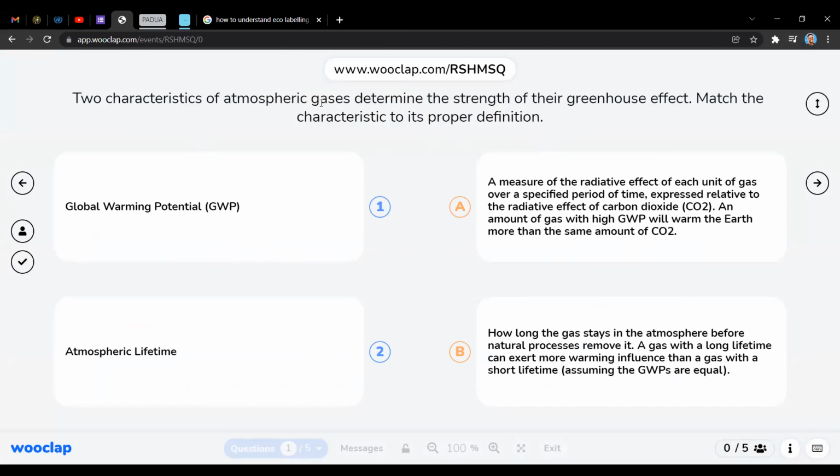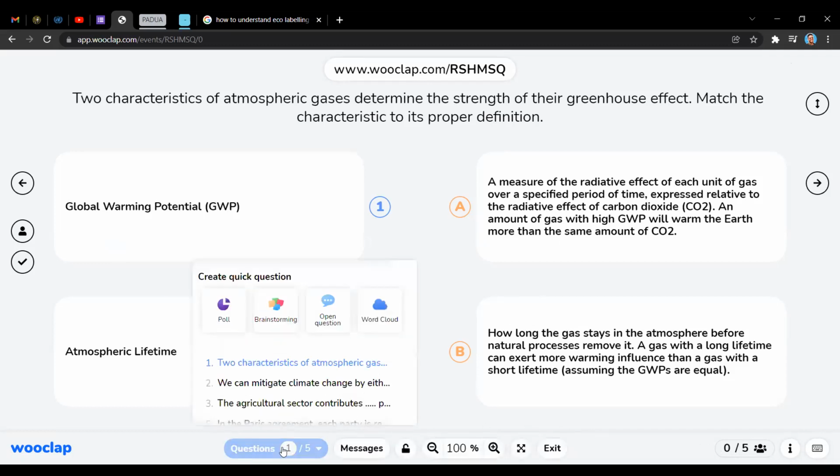2 characteristics of atmospheric gases determine the strength of their greenhouse effect. Match the characteristic to its proper definition. Okay, so let's just try and match those. There's 2 of them, you just choose which one you think is the definition of which one. Let's do that quickly. Okay, I can't see anybody has answered yet. I think one person has answered.